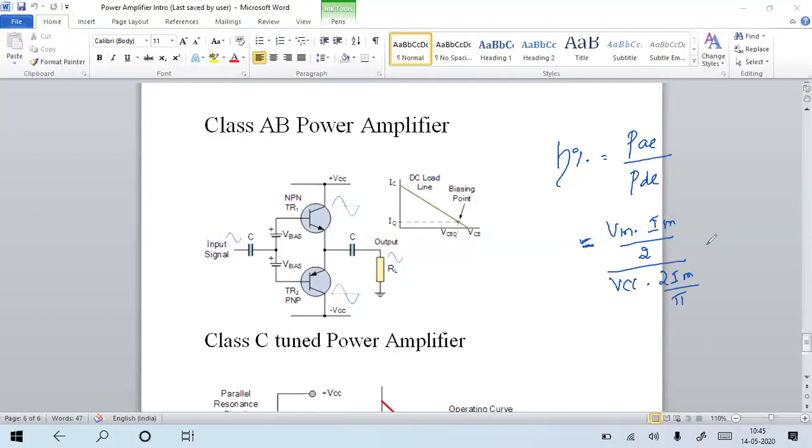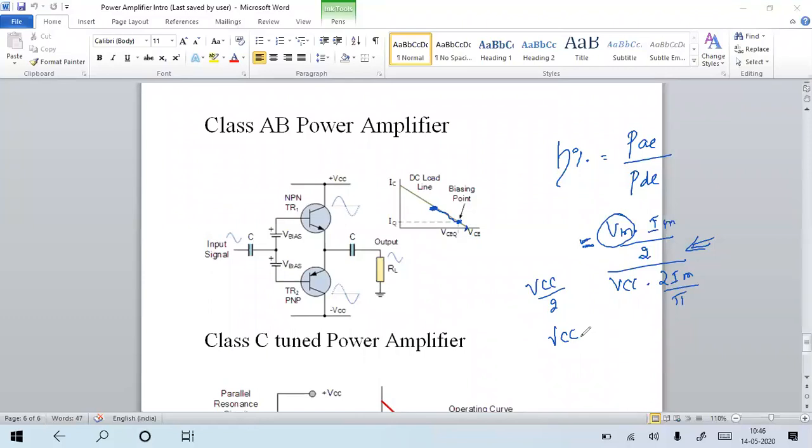But here it will vary. It depends on where you are locating your Q point. If you are moving your Q point towards cutoff mode, then the Vm value will change accordingly. If your Q point is exactly at the center of the active mode, your Vm becomes VCC by 2, correct? Because that is the Vm value of the class A power amplifier. Suppose your Q point comes near the cutoff mode, then your Vm becomes VCC.